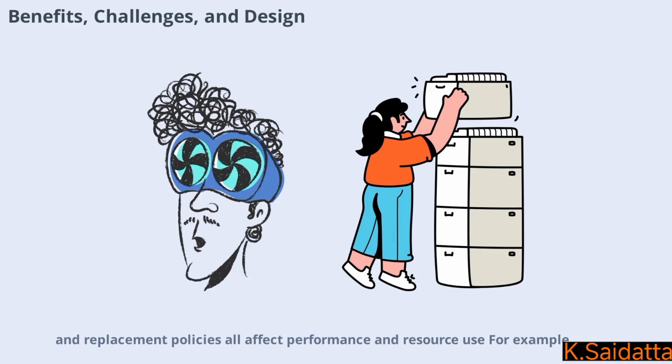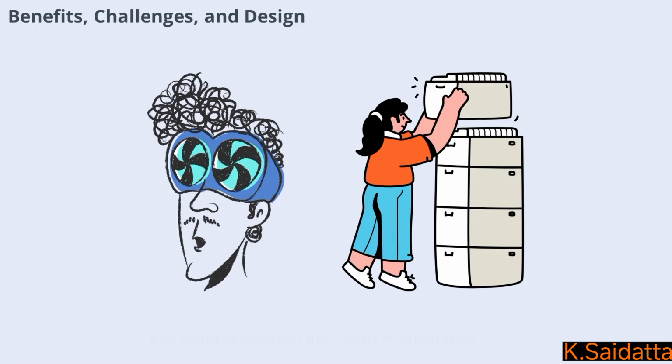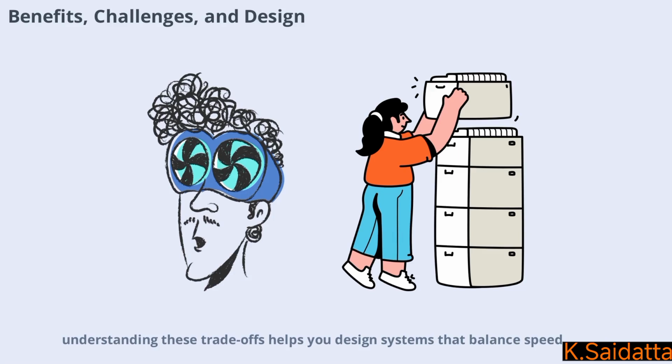For example, larger pages mean fewer faults but more wasted space, while smarter replacement policies can improve accuracy but add overhead. Real-world applications like matrix multiplication show that performance improves dramatically if your RAM can hold the working set. Ultimately, understanding these trade-offs helps you design systems that balance speed, efficiency, and reliability.